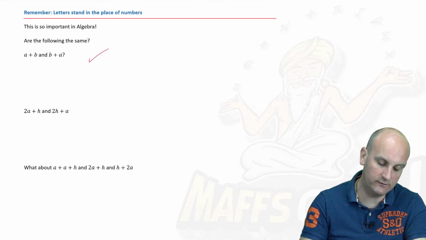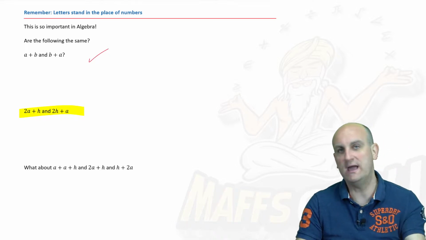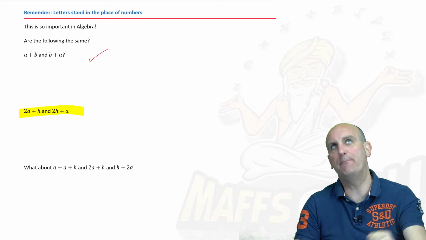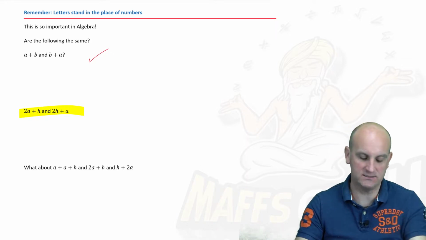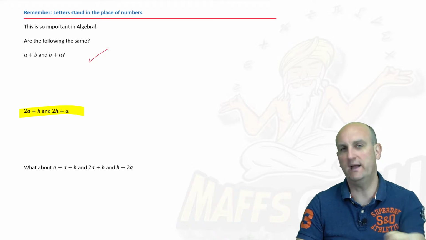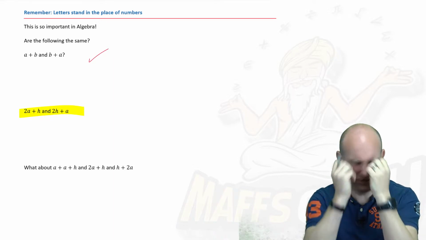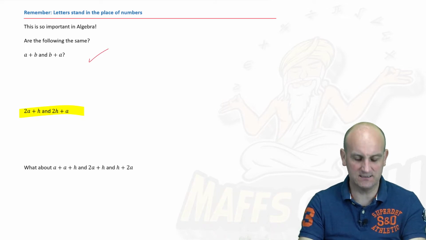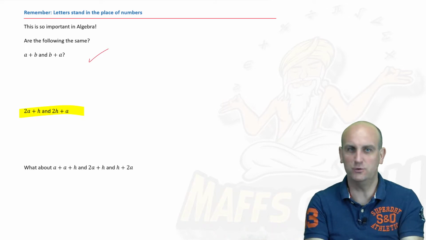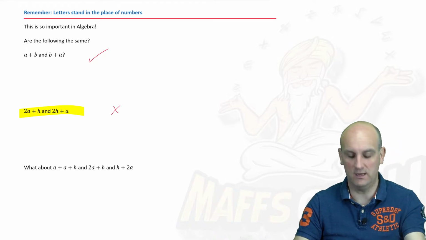All right, now again, do you notice how I keep giving these things actual stuff? 2a plus h. 2 apples and a horse. Okay, so there I've got 2 apples and a horse. What about the next one? 2h plus a. 2 horses and an apple. It just doesn't sound the same, does it? And it isn't, because 2 apples and a horse, 2 horses and an apple, they are not the same. So they are not equivalent.